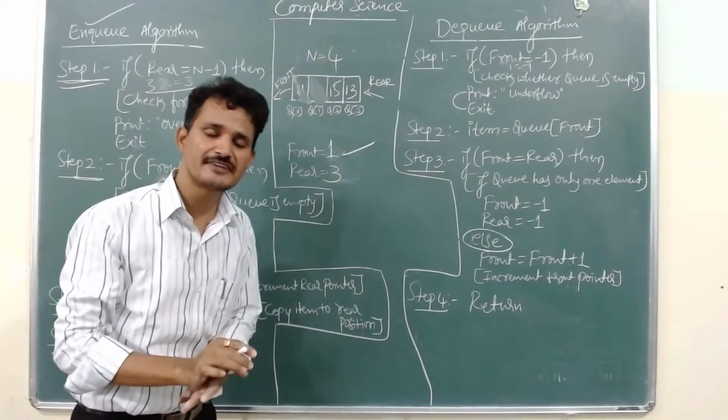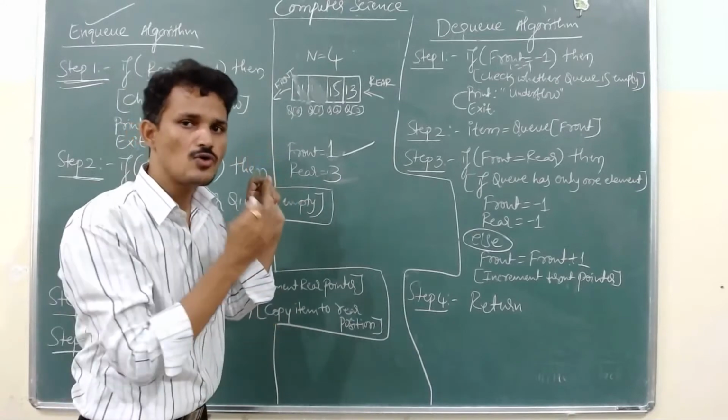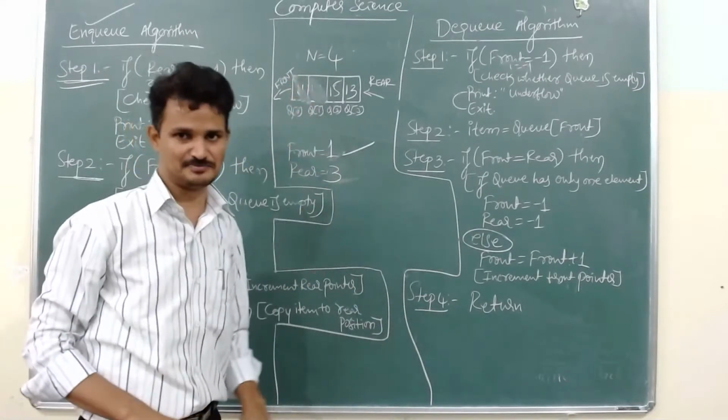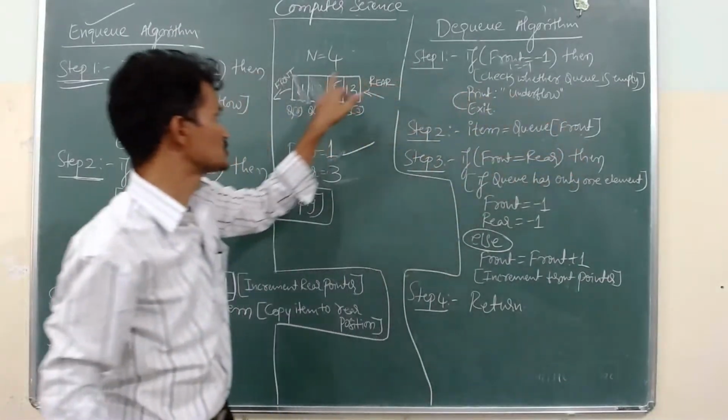Last time we targeted 11. Now this time 19. See, you need to observe how each element is going to be deleted. First Q of 0, then Q of 1. Next, item equal to Q of front. Q of front means Q of 2.